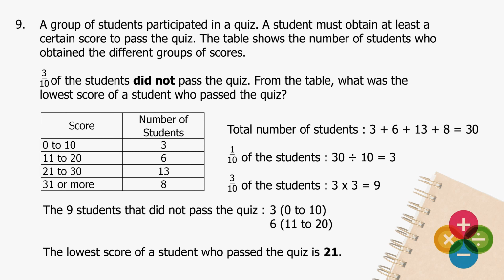The total number of students will be, add 3 to 6, to 13, to 8, and the sum is 30. 1/10 of the students will be, divide 30 by 10, and the product is 3. 3/10 of the students will be, multiply 3 by 3, and the product is 9. 9 of the students that did not pass the quiz will be 3 from the group who score 0 to 10, 6 from the group who score 11 to 20. The lowest score of a student who passed the quiz is 21.